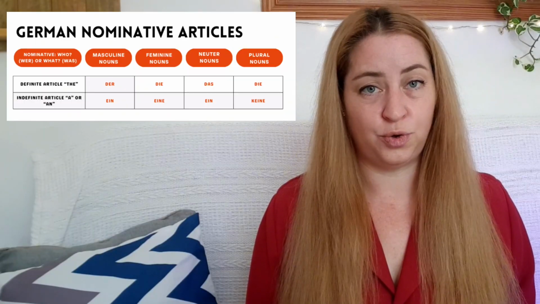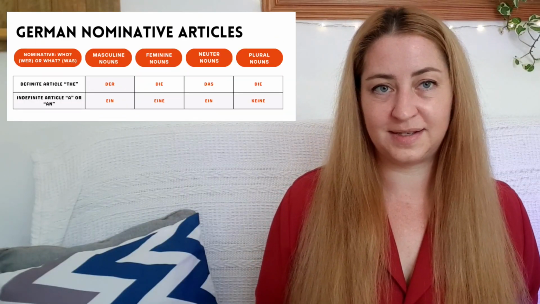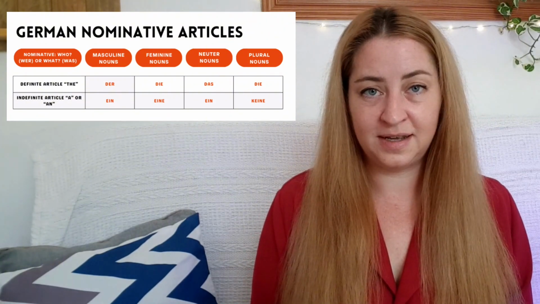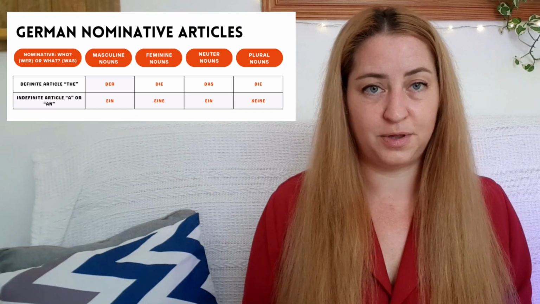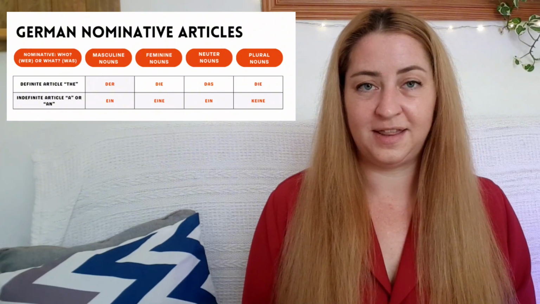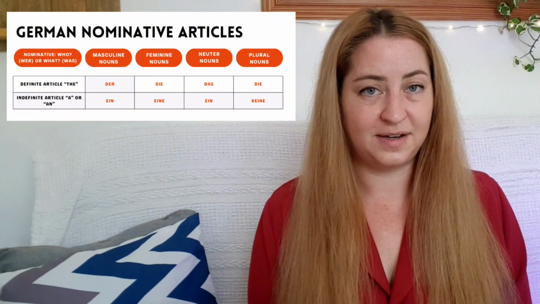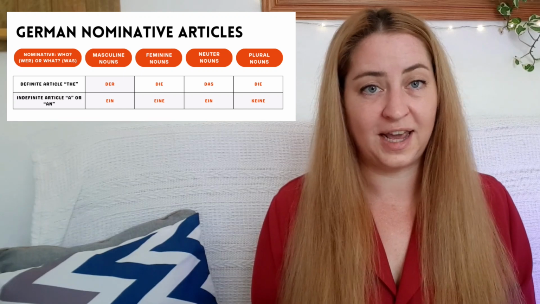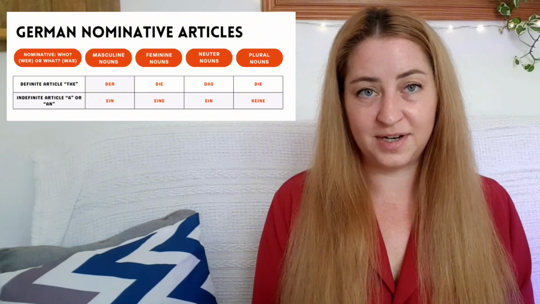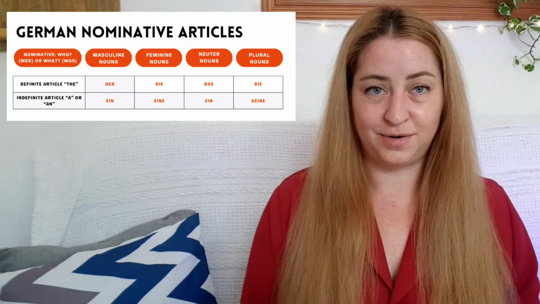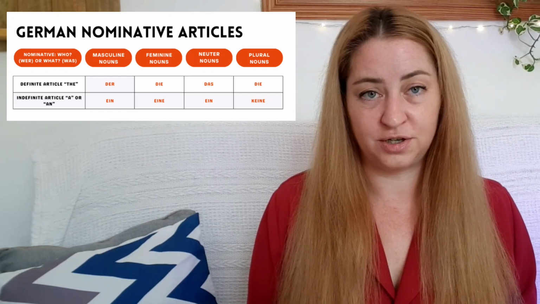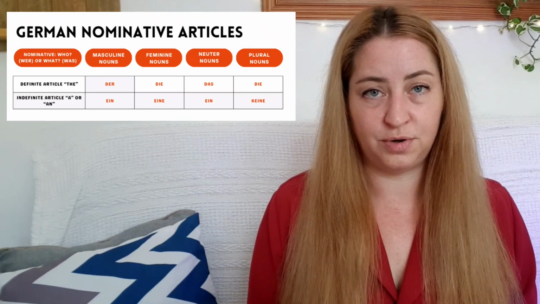Nominative is, remember, who, wer, or what, was. And the masculine one is der, feminine die, neuter das, and plural, more than one, is die. Those are definite articles. That's how you say the in German. The indefinite articles are how you say a or an. Masculine is ein, feminine eine, neuter ein, and plural keine, none. Remember that German nouns have one of 3 genders, masculine, feminine, or neuter.